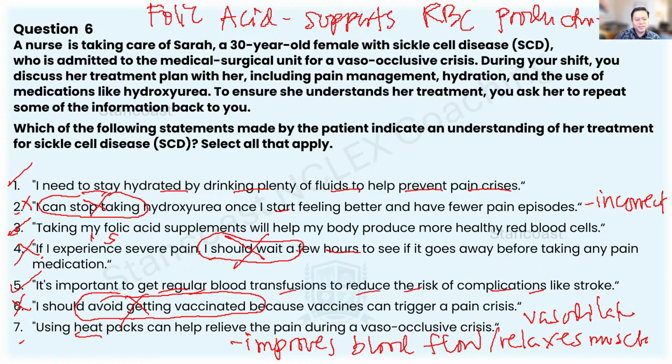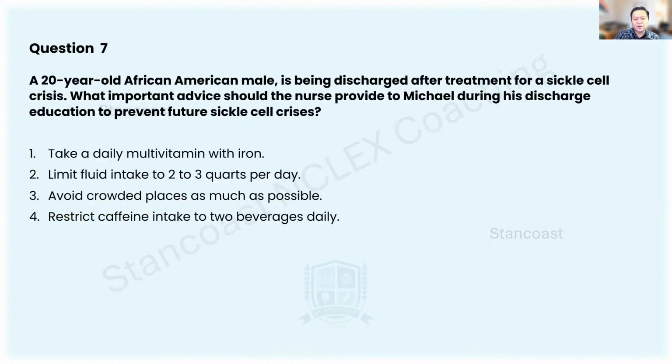Now let's talk about another scenario. Question number 7. A 20-year-old African-American male is being discharged after treatment for a sickle cell crisis. What important advice should the nurse provide to Michael, who is the patient, during his discharge education to prevent future sickle cell crisis? What do you think would be that advice that will be important for this patient to prevent sickle cell crisis?